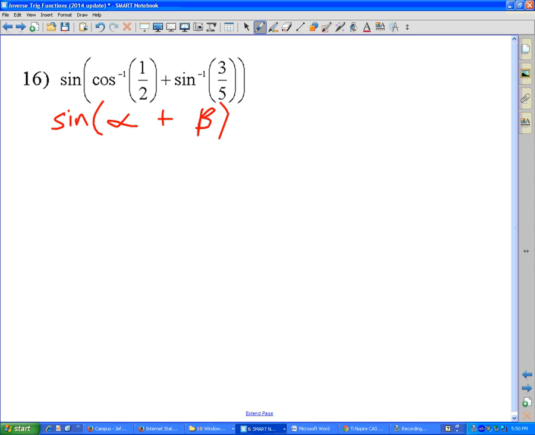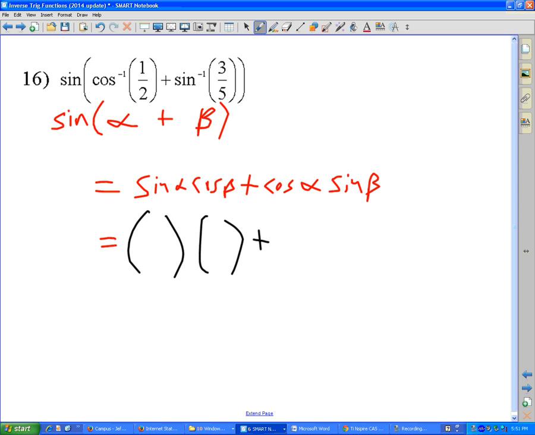So really I've got the sine of alpha plus the sine of beta, and I have a formula for that. Isn't it sine alpha cosine beta plus cosine alpha sine beta? Isn't that really what we're looking at here? So all we need to do is come up with 4 ratios, plug them in to this sine of the sum of angles formula, and then simplify it, and then we're done. The problem is we don't know all the ratios.